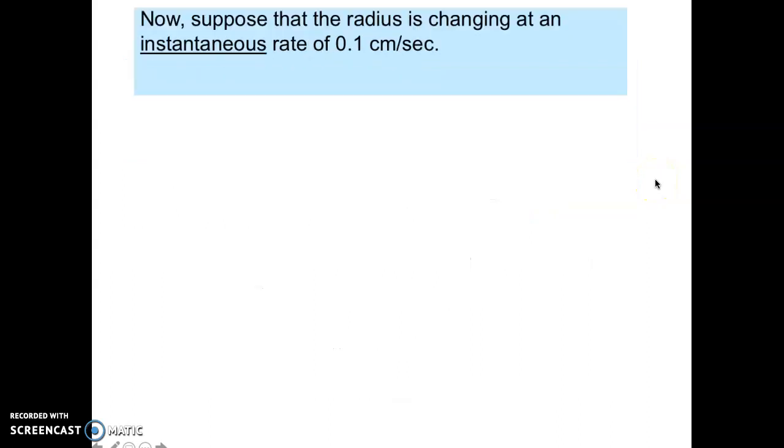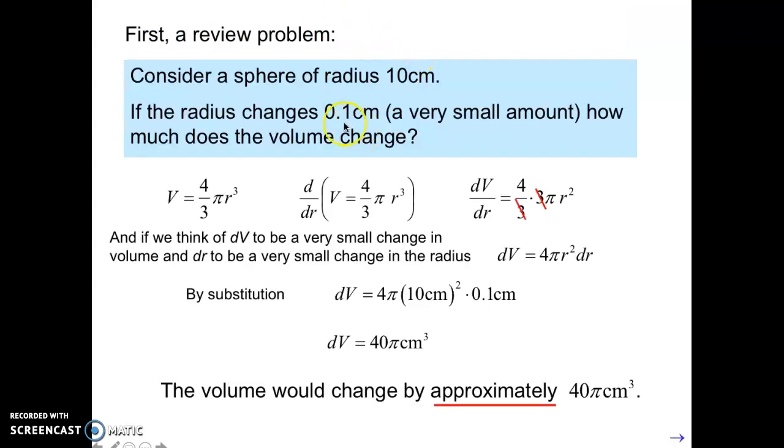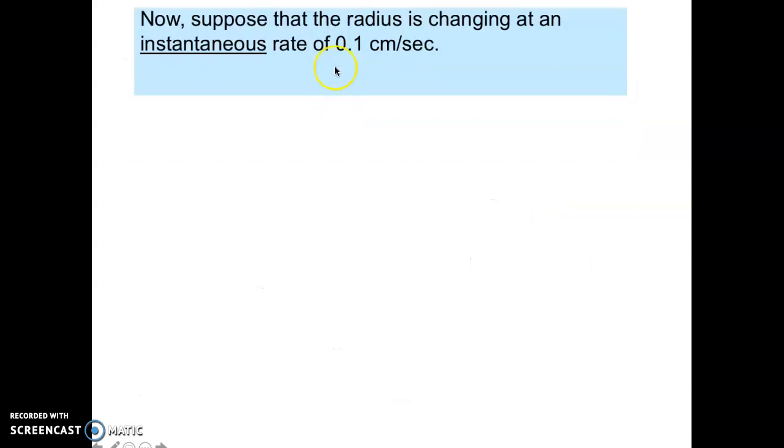But if we change the problem now and say that the radius is changing at an instantaneous rate of change, this is the derivative. This is a rate of change, and you can see it in its units. In the last problem, our unit was not a rate of change. It was just a given in centimeters. And here I have centimeters per second. So you can see that this is actually a rate of change.